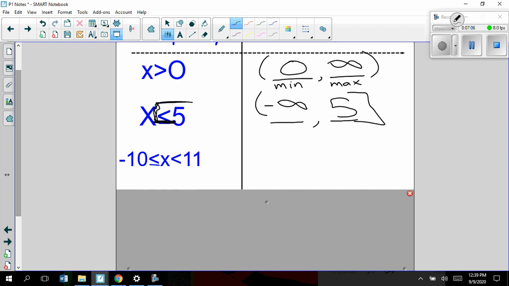Now, because I have two numbers, I'm not going to have an infinity in this one. Because I've got a number min and max. So I've got negative 10 as my min, 11 is my max. What symbol should go with the negative 10? Bracket. And then 11 is your parenthesis. Okay.